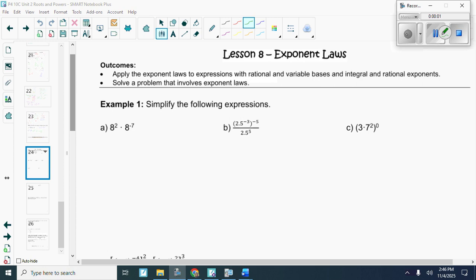All right, simplify the following expressions. Go ahead and work ahead, and then just come back when we get to it to check in and see how we're doing.